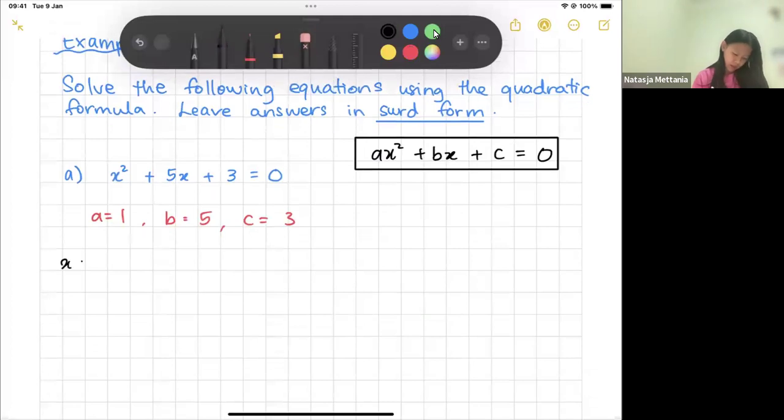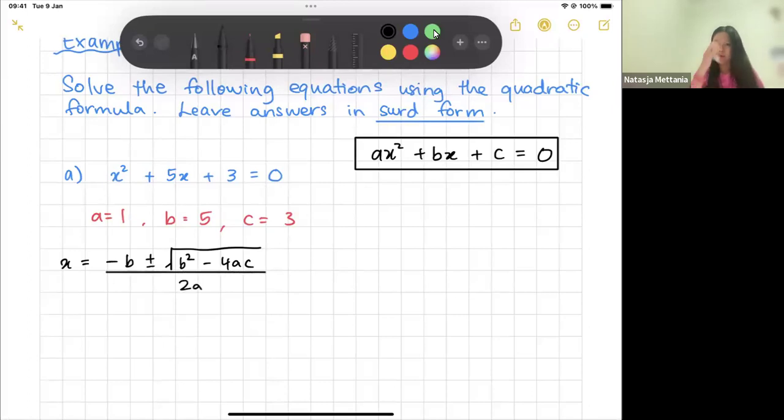x equals minus b plus or minus the square root of b squared minus 4ac, all over 2a. Always write your formula so that you don't get lost and you don't have to move around. Here I've got b as a positive, so I'm going to substitute now. Substitute all my a's, b's and c's into the formula. So minus 5 up here, plus or minus. I'm showing you when I substitute using the brackets.